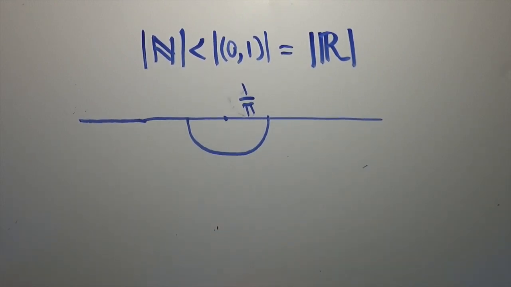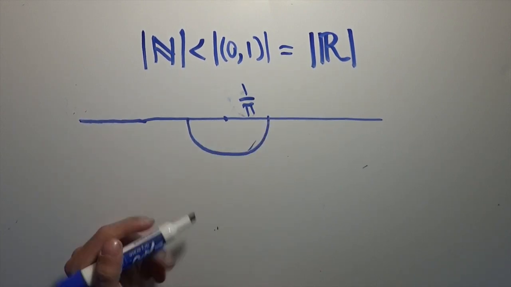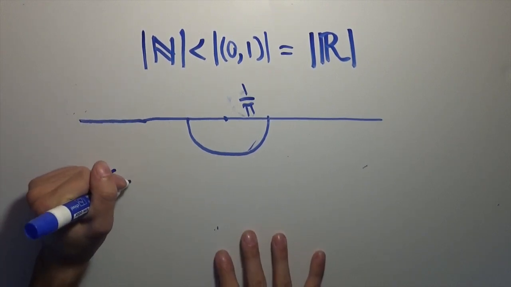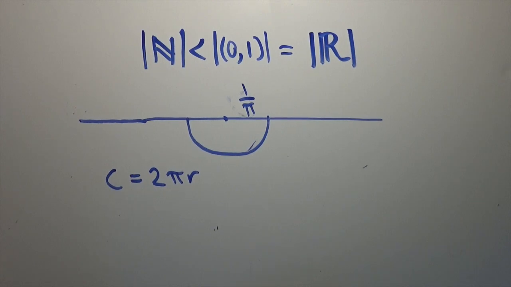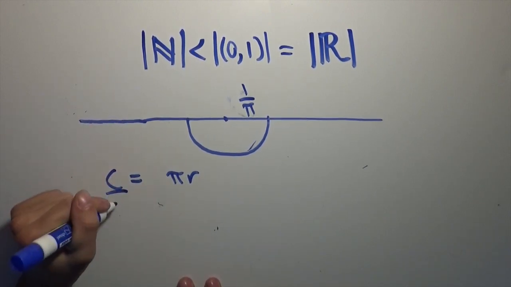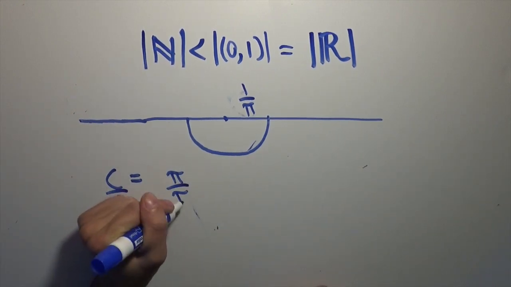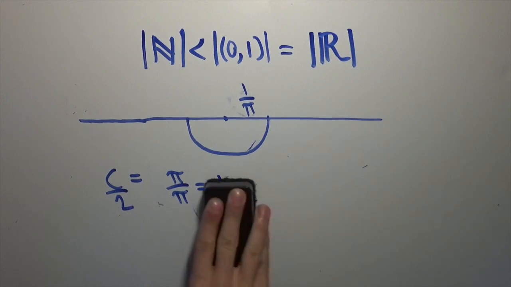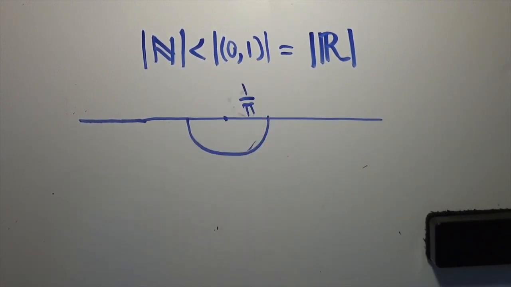So if we have a radius of 1 over pi, then what, pray tell, is the length of half of the circle? Well, then the length of half of the circle is just 1, because the circumference of a circle is 2 pi r. So half of the circumference is c over 2, which is equal to pi r. If the radius is 1 over pi, then we just get a semicircle of 1. Half the circumference is 1. So the length of this arc here is precisely 1, just like the length of this interval is precisely 1.